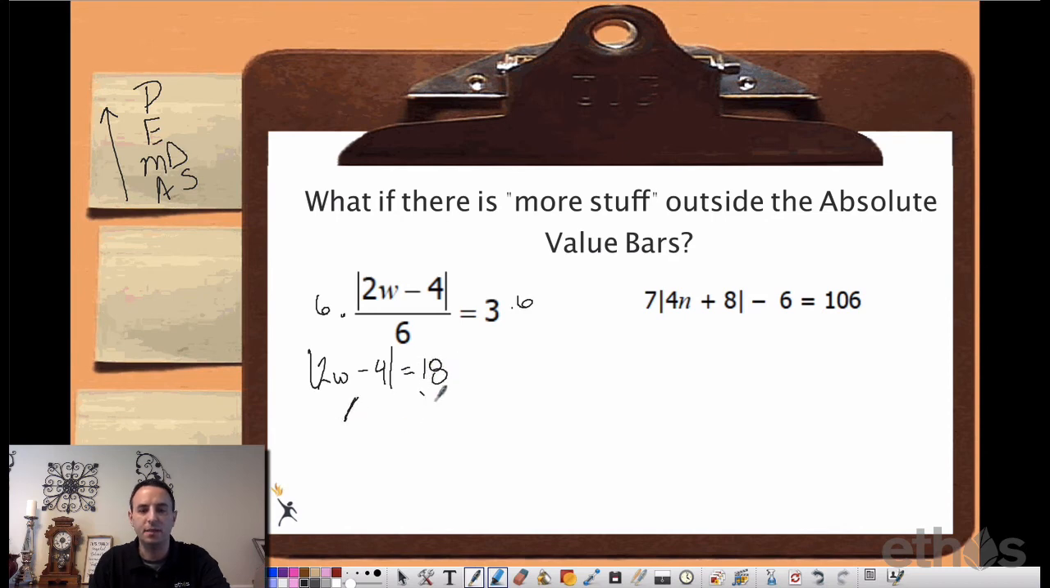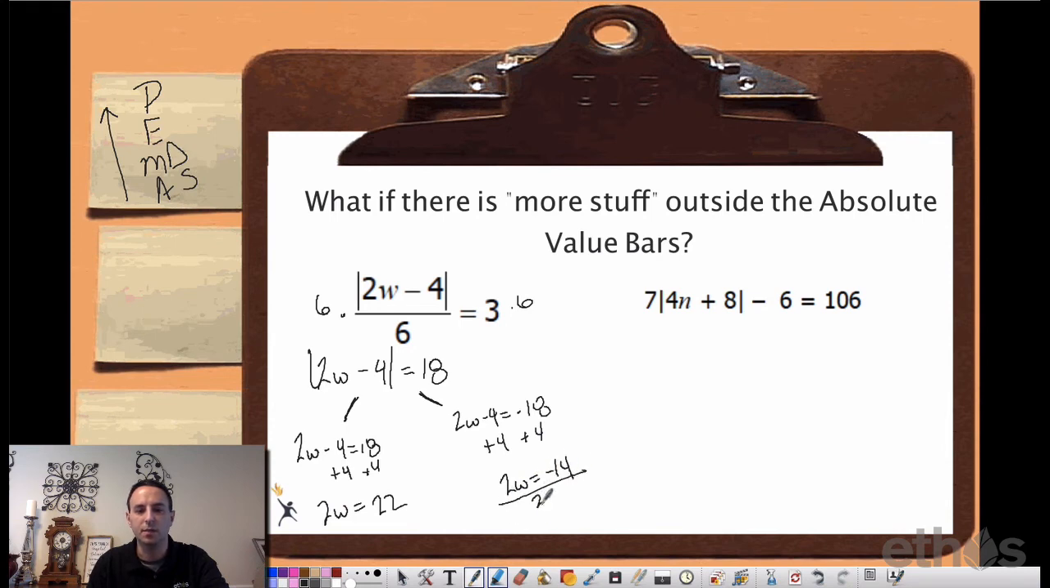Once I've got it isolated, then this is that isolated step. 2w minus 4 is equal to 18, and 2w minus 4 is equal to negative 18. It allows me to solve the problem. Add 4 to both sides. 2w is equal to 22 on this side, and 2w is equal to negative 14. Divide by 2, and we get w is equal to negative 7. And divide by 2, and we end up with w is equal to 11, giving me my answer of negative 7, 11 as my answer.